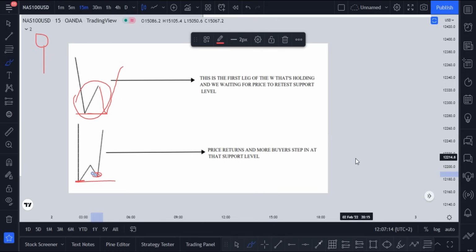Now we just want to share with you a few tips before we jump into the examples that we have illustrated on the charts that we're going to show you. We're just going to share with you some of the tips that you need to keep in mind when it comes to trading these W and M formations, right?